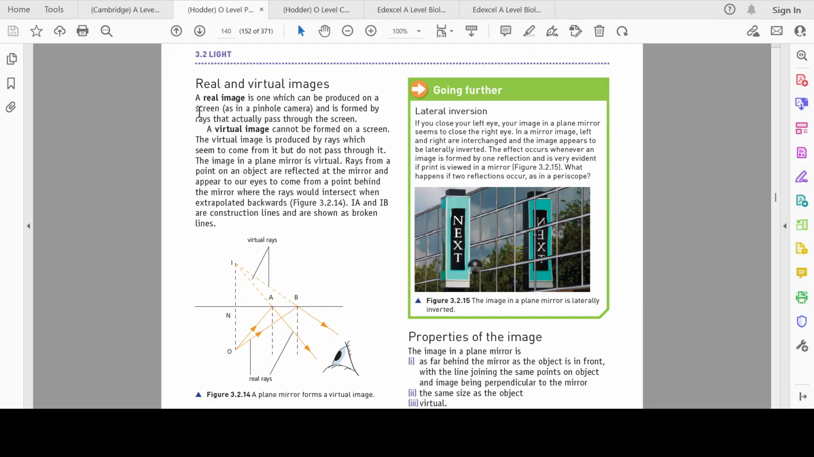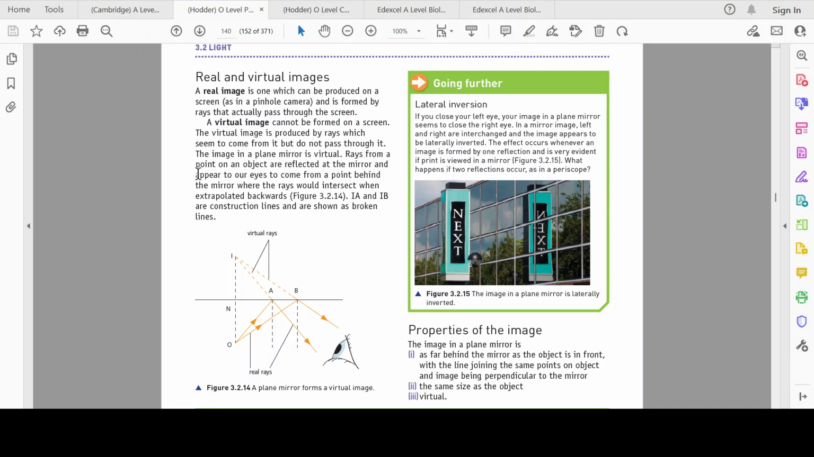All right, and so they give that same explanation. A real image is one which can be produced on a screen. A virtual image cannot be formed on a screen. So that's what both the videos mentioned. And the virtual image is produced by rays that do not pass through the lens, or in this case a mirror.